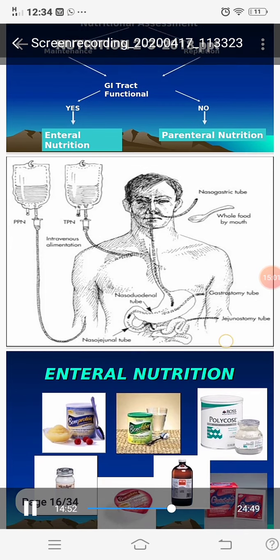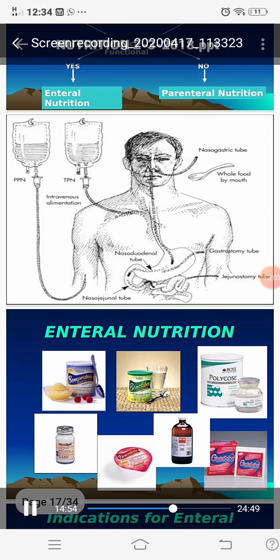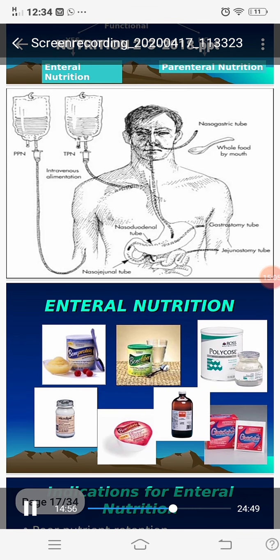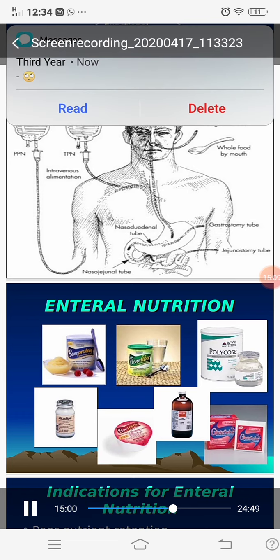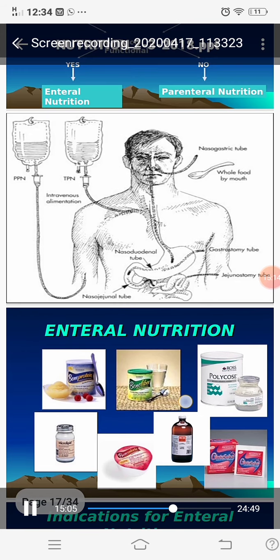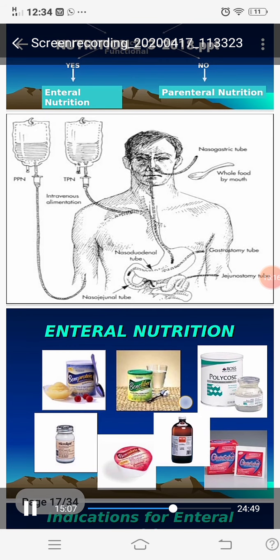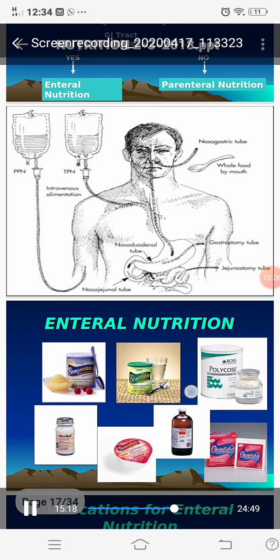So these are some nutritions which are available in the market, a little bit costly but can be given to the patient. And if the patient cannot afford it, you can use a full-fledged good diet at home by using fruits, vegetables, meats, milk, dairy products.